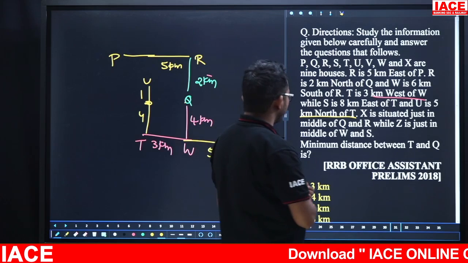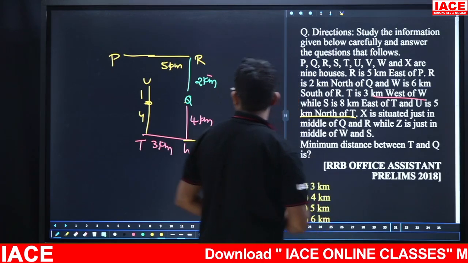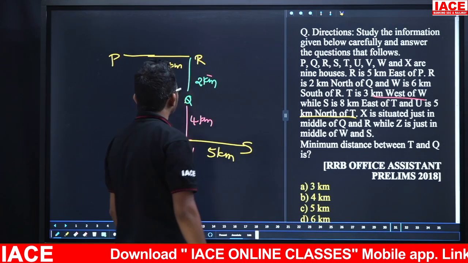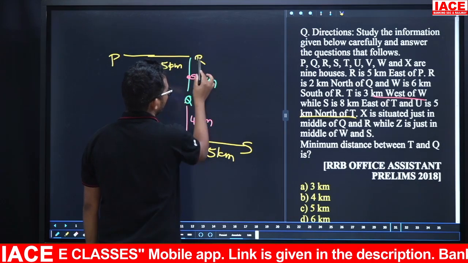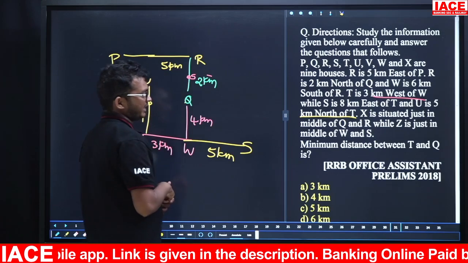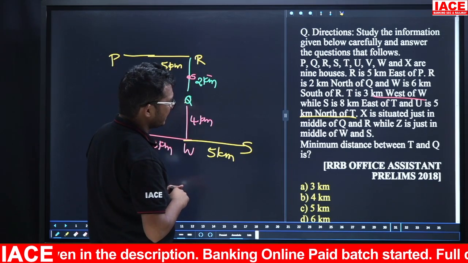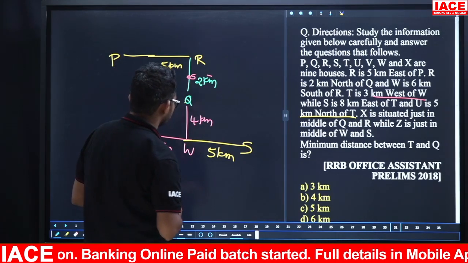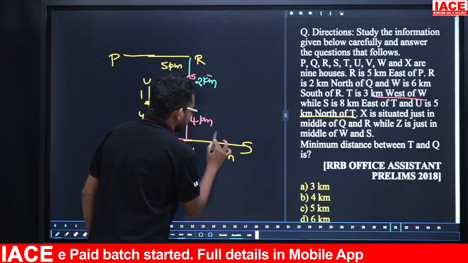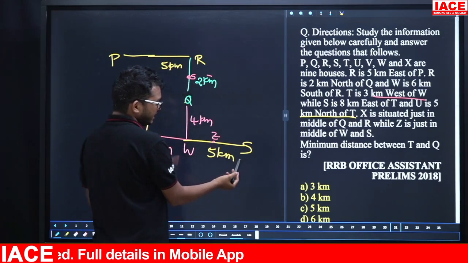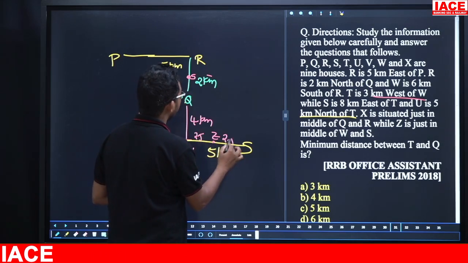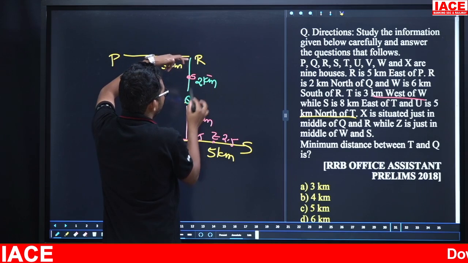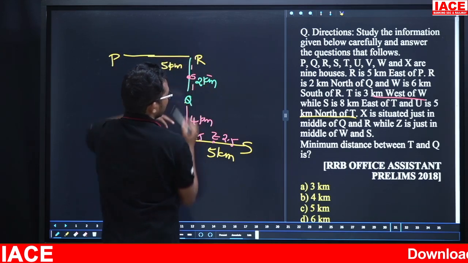X is situated just in the middle of Q and R. Yes, X is the middle of Q and R. Next one, Z is just in the middle of W and S. Now take here Z. Z is the middle of W and S. W and S total is 5, then this one is 2.5, this one also 2.5. Here X is the middle of R and Q, so this one is 2, this one is 1, this one also 1.